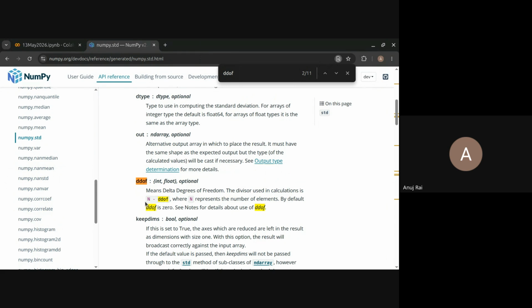Are you getting it? For the population, it automatically considers ddof as zero, so N minus zero will be N. And if you set ddof as 1, it will be N minus 1. Okay, sir. Understood.